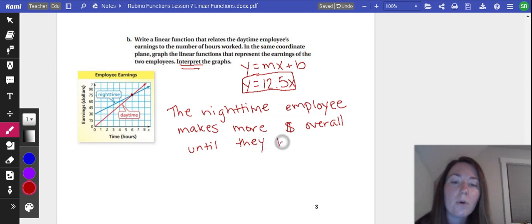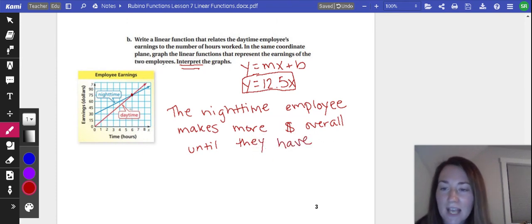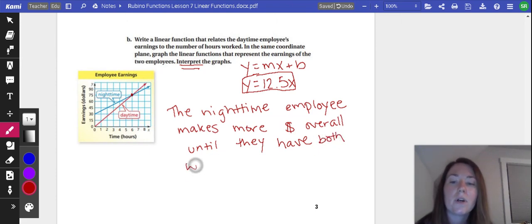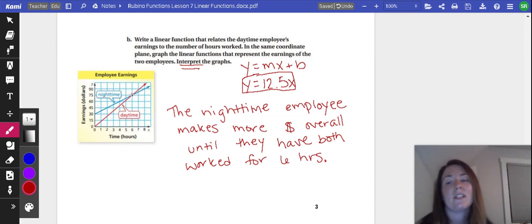they have both worked for how long? I can see that this point falls at 6 hours. Until they have both worked for 6 hours. At 6 hours, they make the same amount. And then after 6 hours, the daytime employee is actually earning more overall. Okay, so that might be my interpretation of this graph.